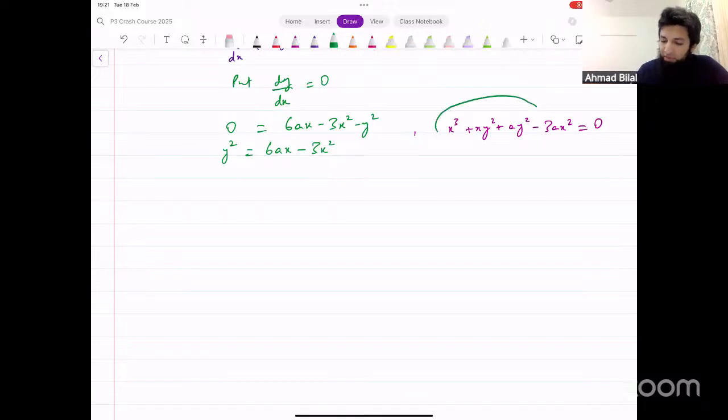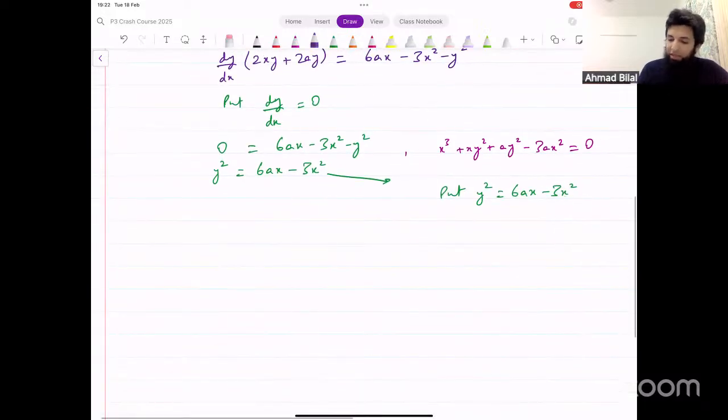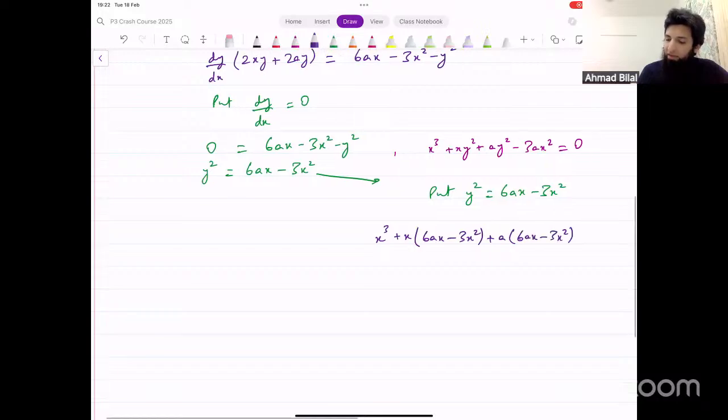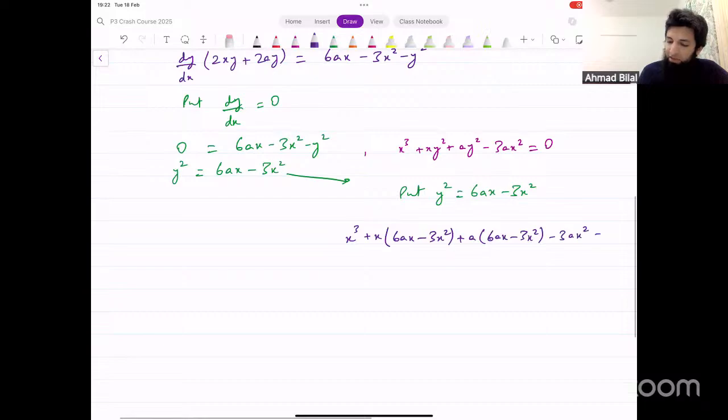Let's look at what you have in the other equation. In the other equation, you have y squared and you have y squared. So you can just input this directly there, since there's no y, there's only y squared in the other equation. You can say, let's input y squared equal to 6ax minus 3x squared. And now we can simplify this. This gives us x cubed plus x times 6ax minus 3x squared plus a times 6ax minus 3x squared minus 3ax squared equal to 0.